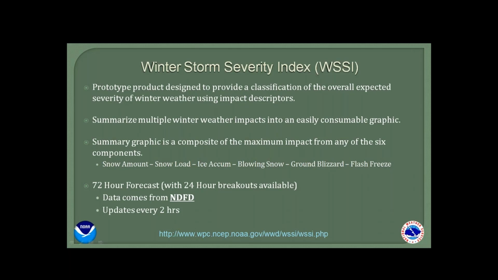And so I've mentioned this, I think, the last 2 seasons, because WSSI has been around for a couple of years, but it's a prototype design to classify the impacts of the winter storm, rather than just a forecast of snow and ice amount. So it summarizes multiple winter weather impacts into one graphic, or you can view the individual components. It's a 72-hour forecast that's derived directly from our forecasts, and it updates every 2 hours.